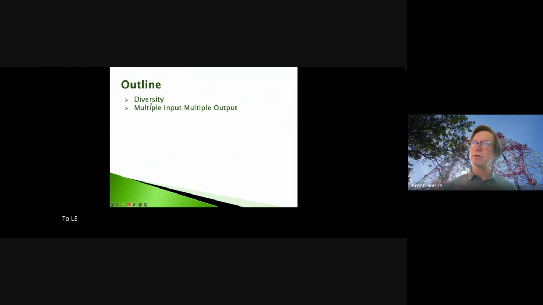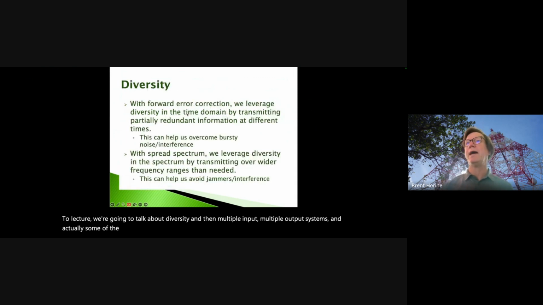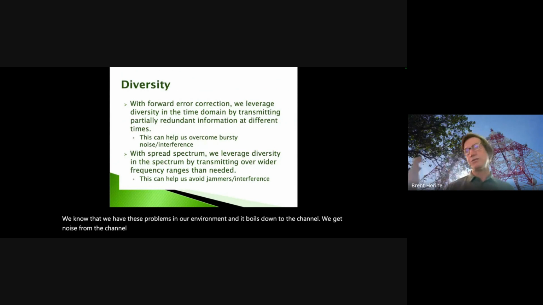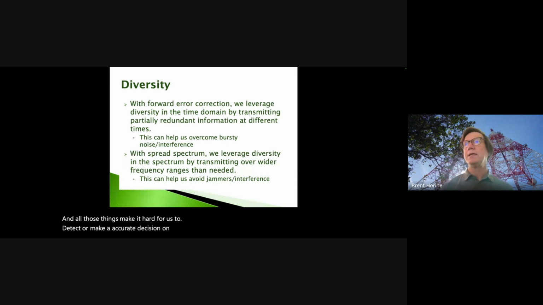We're going to talk about diversity, and then multiple input and multiple output systems, and actually some of the we'll build up to that. So we know that we have these problems in our environment, and it boils down to the channel. We get noise from the channel, we get distortions, we get interferences, and all those things make it hard for us to detect or make an accurate decision on what the transmitter sent us, right?